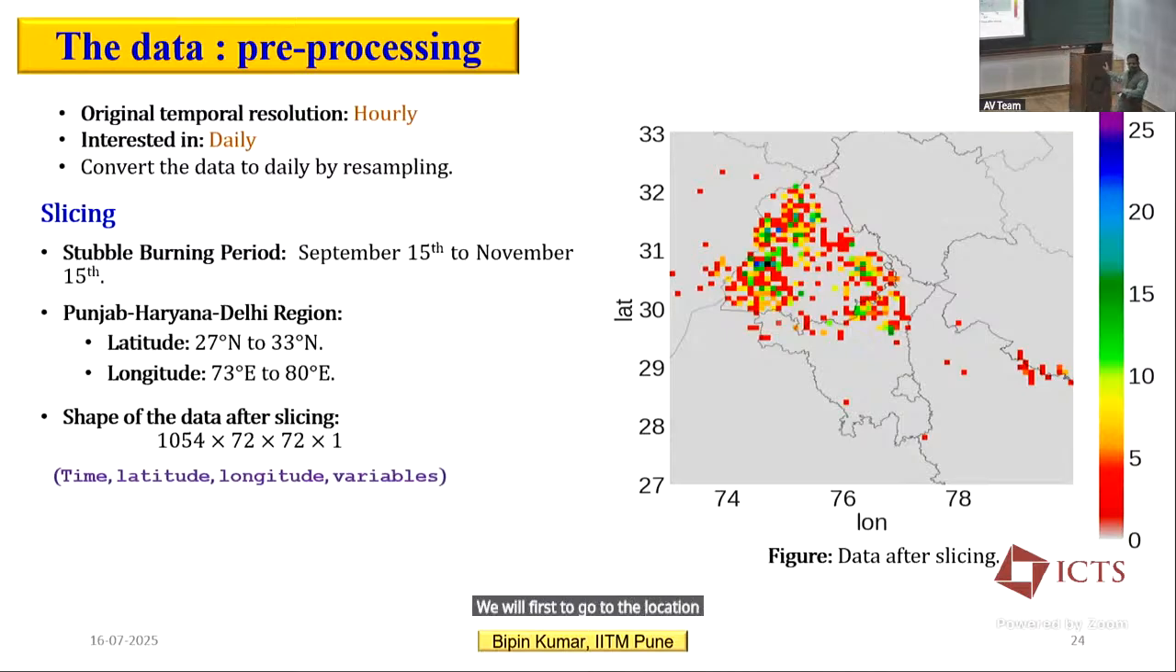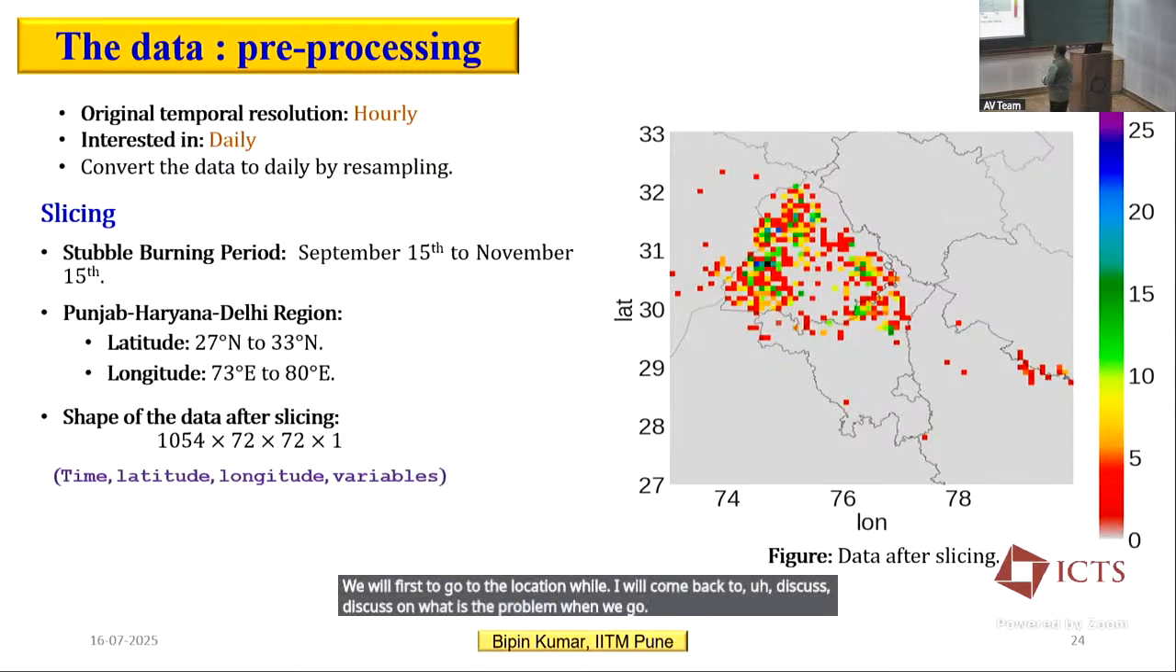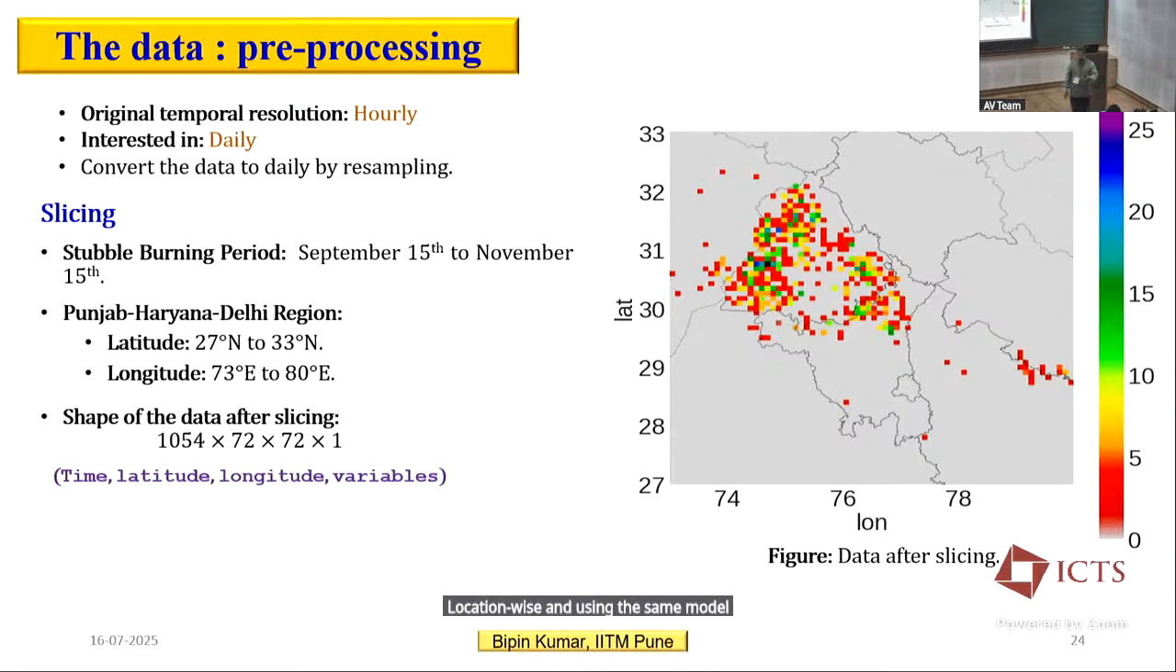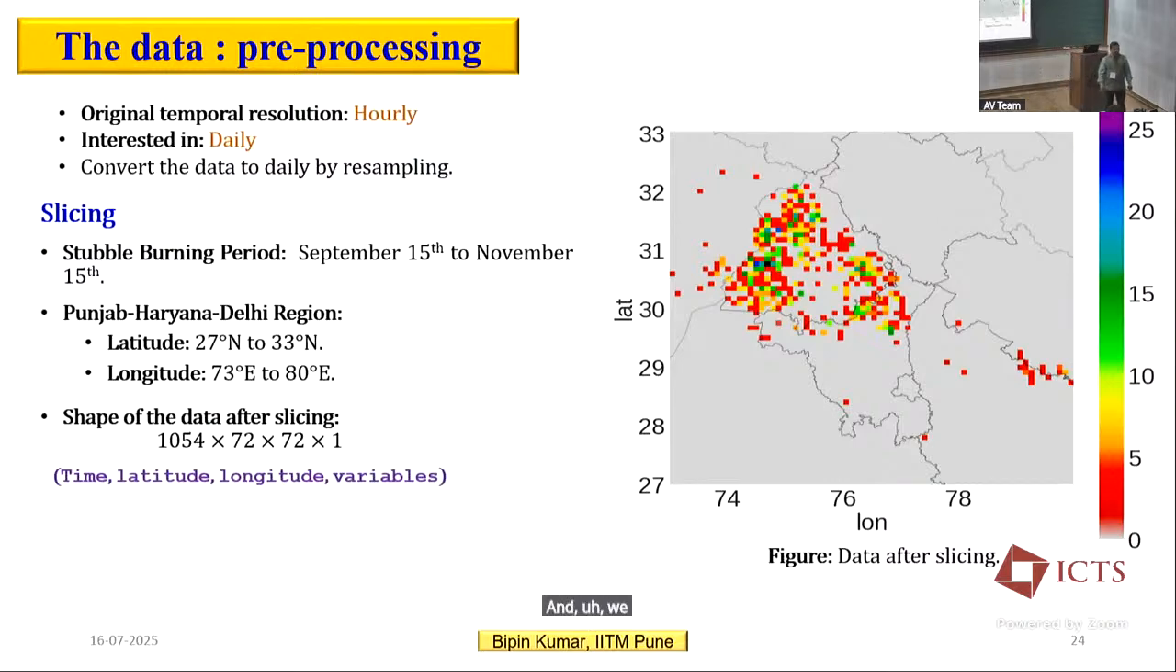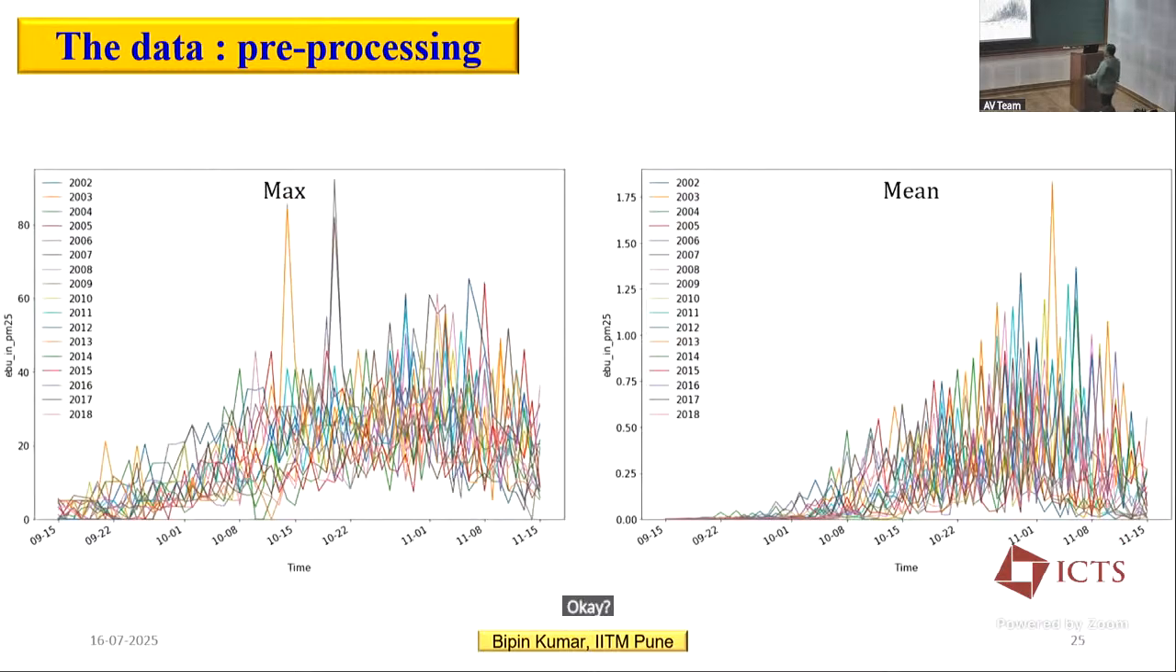I will come back to the discussion of what the problem is when we go location-wise, because we cannot use the same model everywhere. So first we took the NCR area, Punjab, Delhi, Haryana, and one student worked and we developed a model. Look at the data distribution. This is the max, the mean. We do not bother about that.